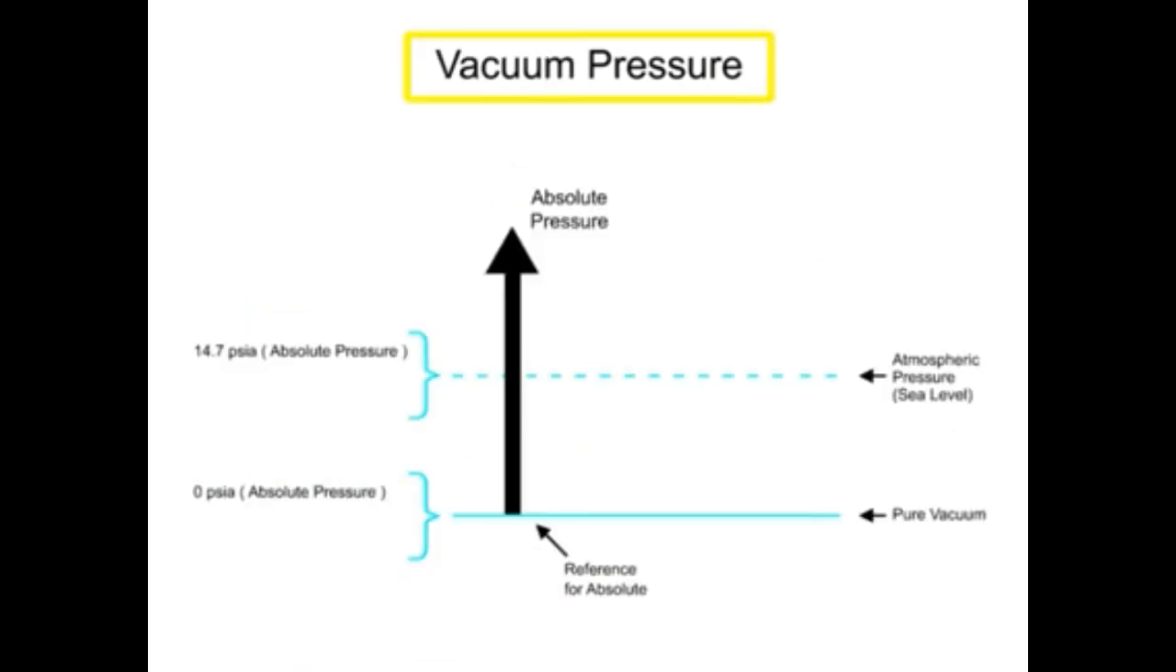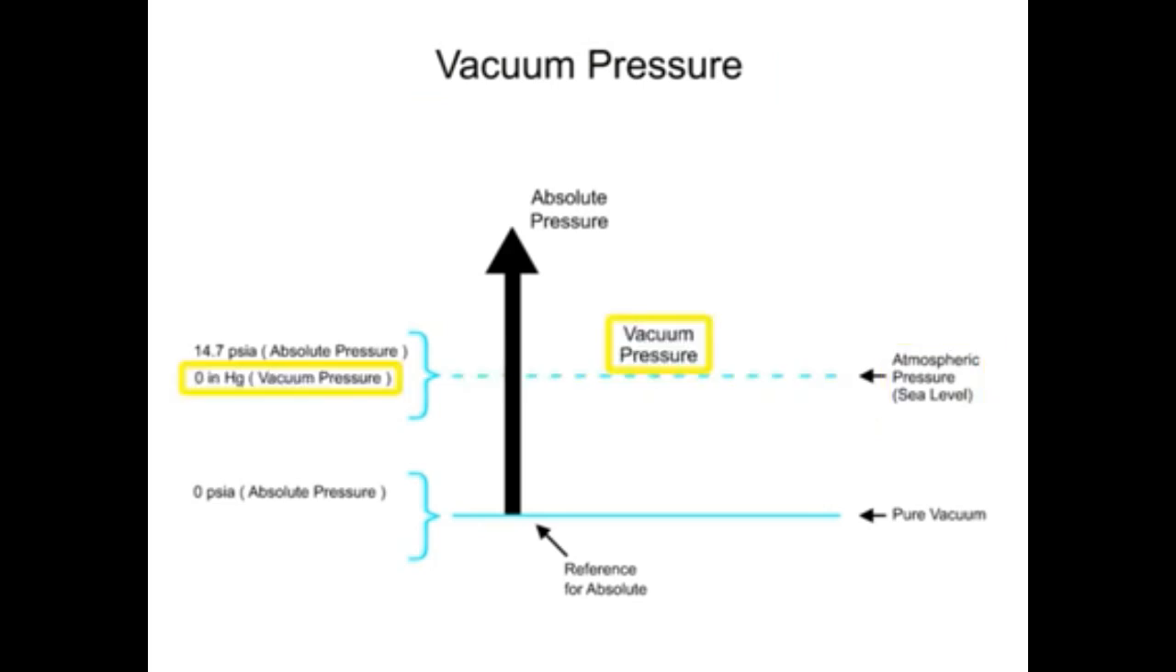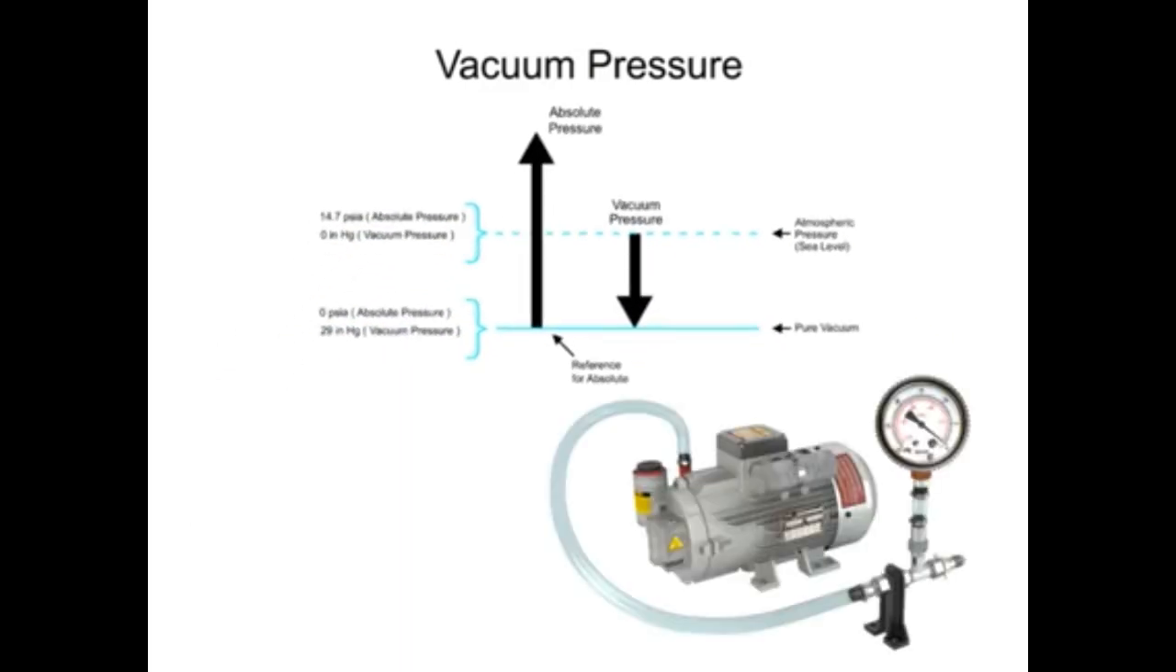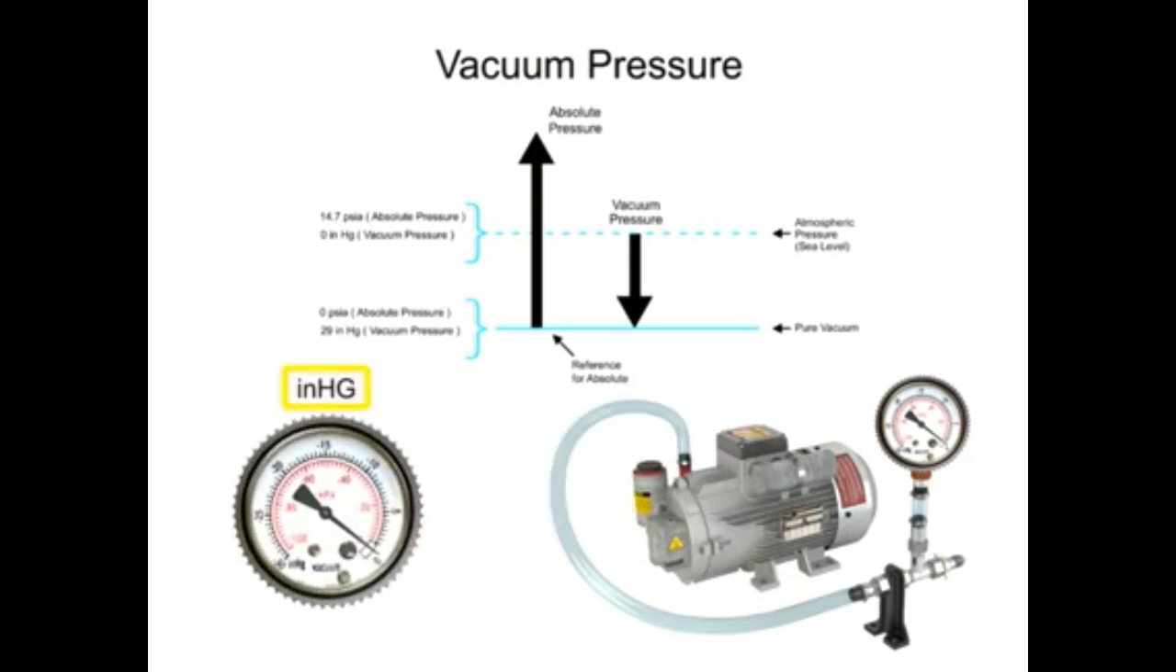For vacuum pressure, the scale begins at atmospheric pressure at sea level as the reference and ends at complete absence of pressure, or pure vacuum. The unit of measurement for vacuum is inches of mercury. At sea level, the measurement scale indicates 0 inches of mercury, and at pure vacuum, the measurement scale indicates 29.92 inches of mercury.